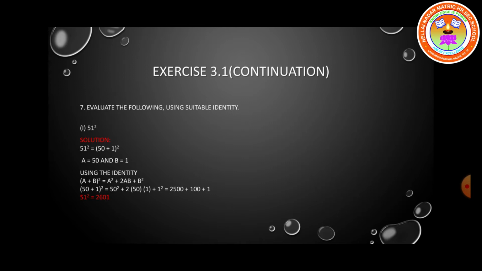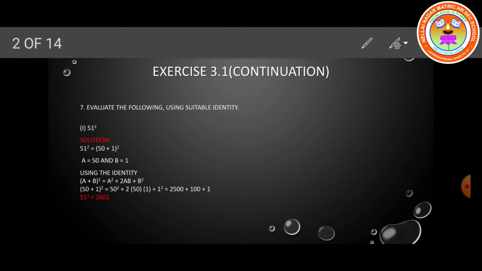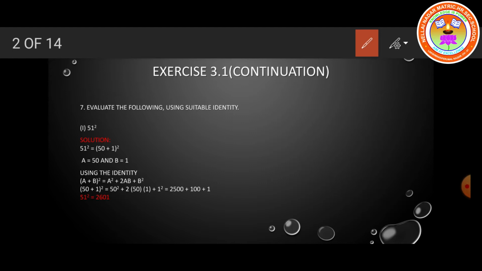First one, 51 square. 51 square can be written as 50 plus 1 the whole square. 50 is equal to A and B equal to 1. Using the identity A plus B the whole square is equal to A square plus 2AB plus B square. A square is equal to 50 square. 50 square can be written as 5 into 5, 25, then add two zeros.